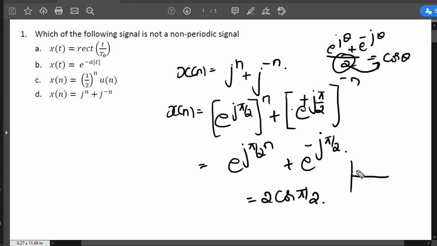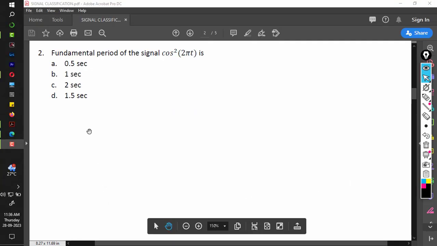Now, as I told you before, this is the cosine signal, right? And it is repeating after this time interval. This is the fundamental period T. So it is repeating after a particular time interval. Therefore, this option D is correct. So option D is actually a periodic signal. Okay, we'll take up the second question.